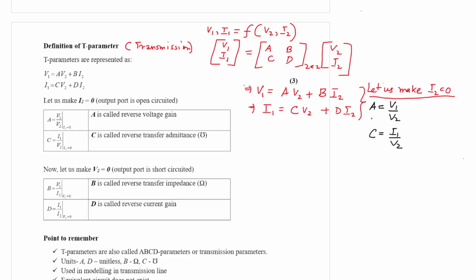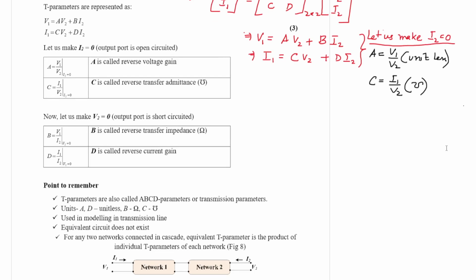As A is the ratio of two voltages, it does not have any unit, A is unitless. However, C is the ratio of current by voltage, so it has a unit of mho.